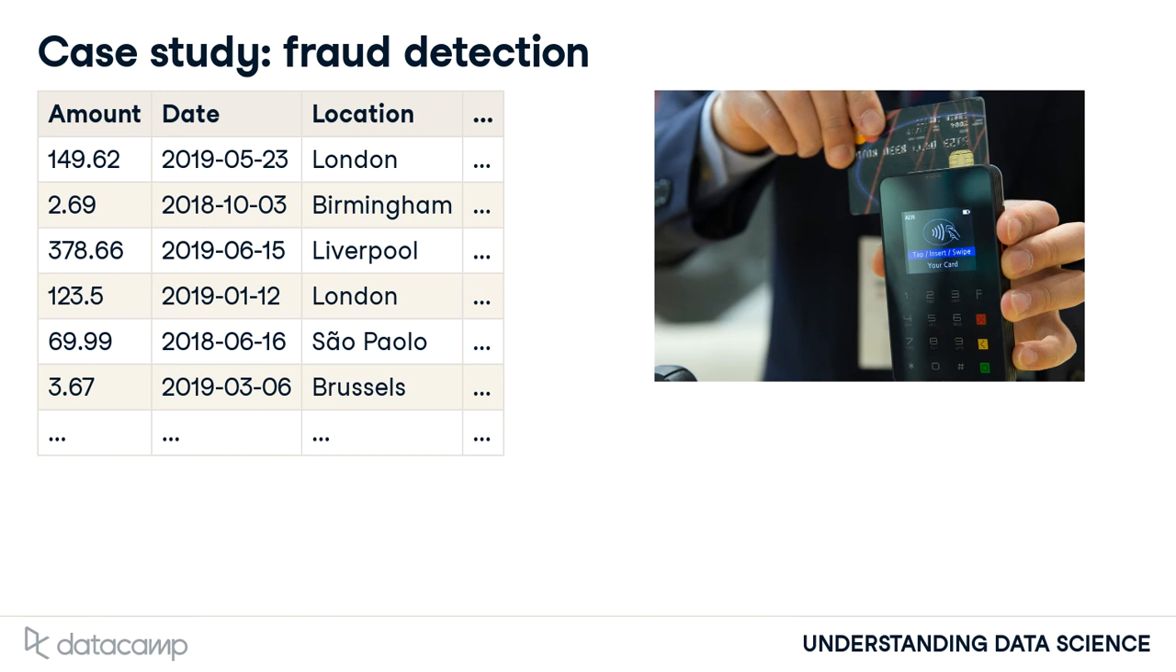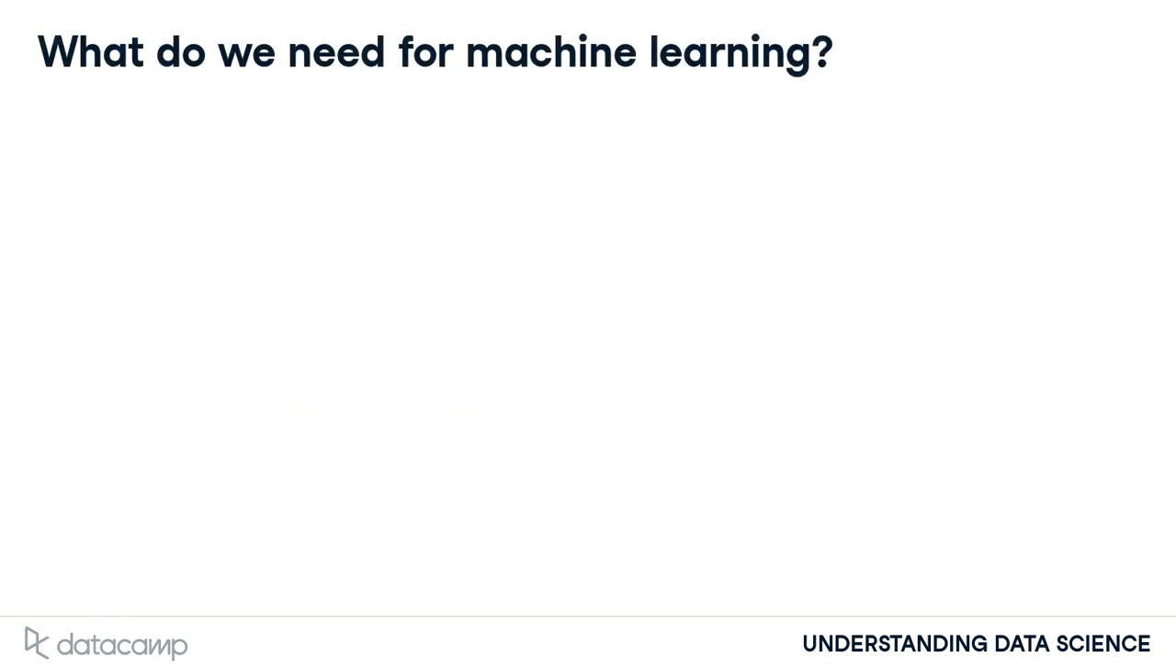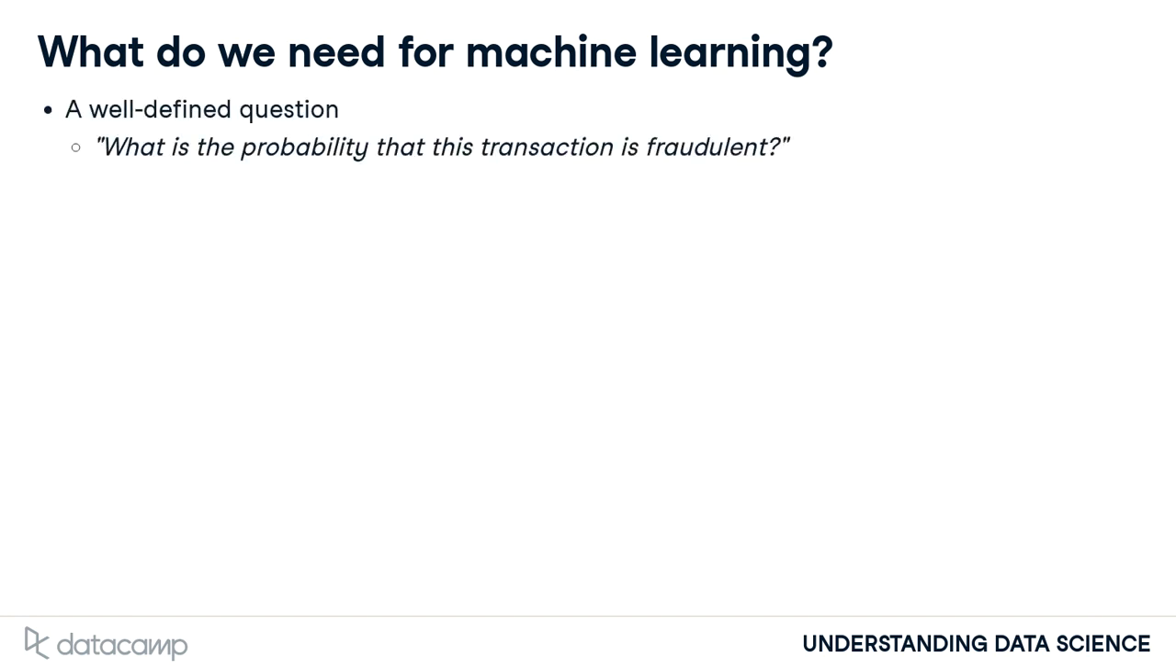These records are called training data and are used to build an algorithm. Each time a new transaction occurs, you'll give your algorithm information, like amount and date, and it will answer the original question: what is the probability that this transaction is fraudulent? Before we can answer that question, let's walk through our example and highlight what we need for machine learning to work its magic. First, a data science problem begins with a well-defined question.